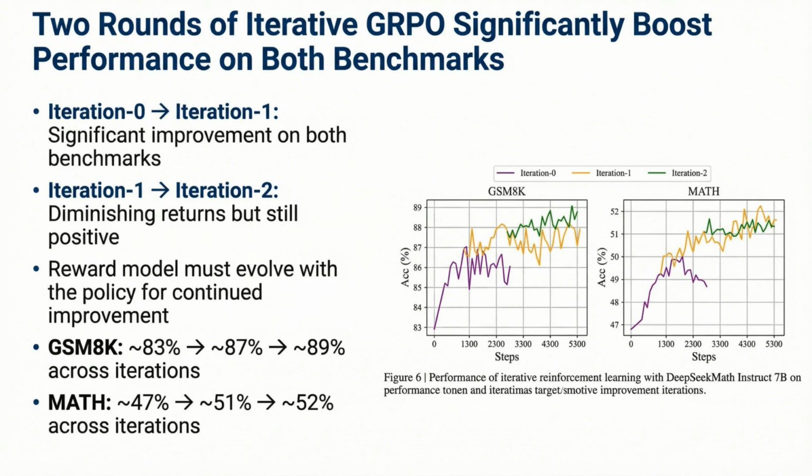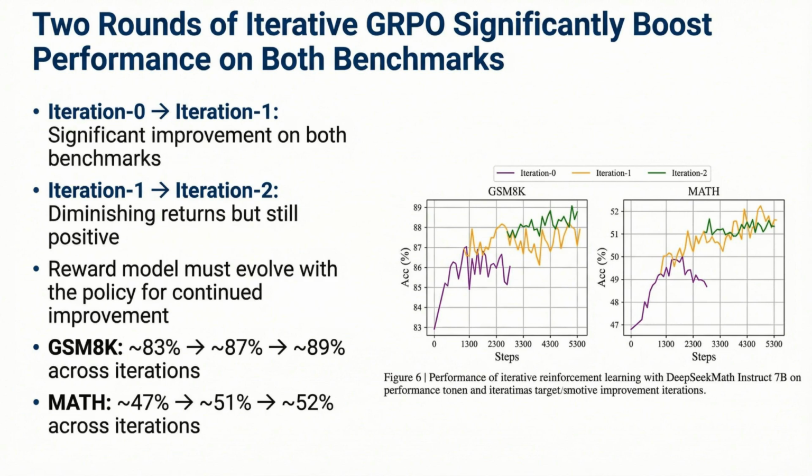But when they update the reward model using the improved policy's outputs and start iteration 1, the orange line, performance jumps significantly. Why? Because the original reward model was trained on outputs from the SFT model. As the policy improves, it generates outputs that are qualitatively different from what the reward model was trained on. The reward model's evaluations become less reliable. By updating the reward model, you get better training signal, which leads to further improvement. Iteration 2 shows diminishing returns, suggesting that 2 rounds of iteration capture most of the gains. This iterative approach is crucial for sustained progress.